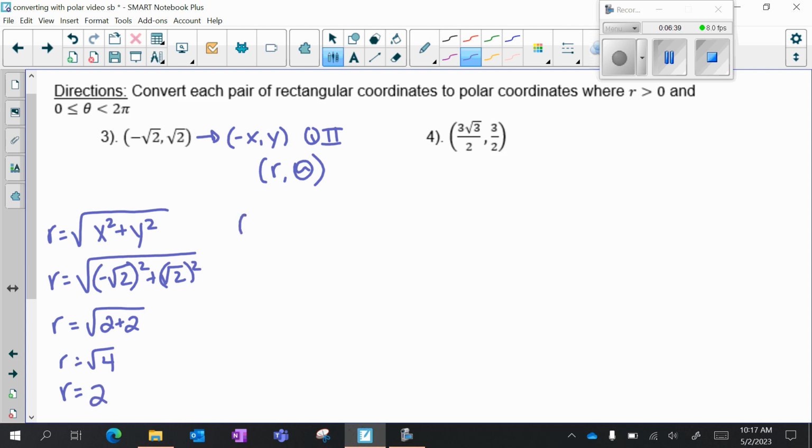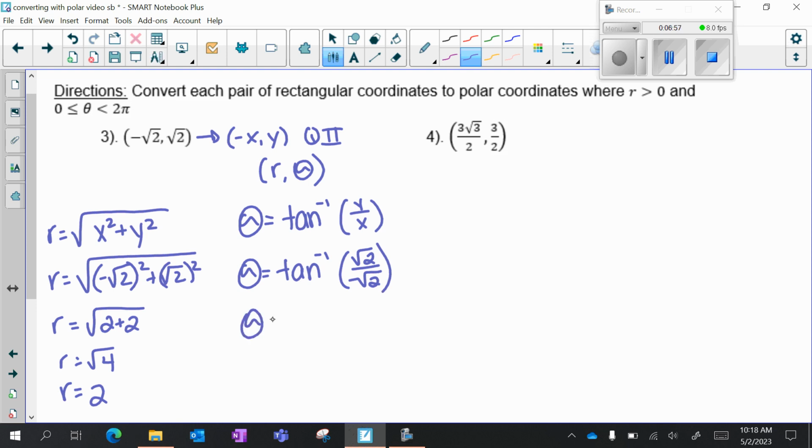To find theta, it's inverse tangent of y over x. So in this case, it's inverse tangent of radical 2 over negative radical 2. Anything divided by itself is 1. So this is inverse tangent of -1. So where is tangent equal to -1? Remember that tangent is negative in quadrant 2 and quadrant 4.